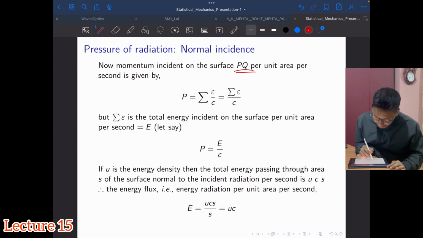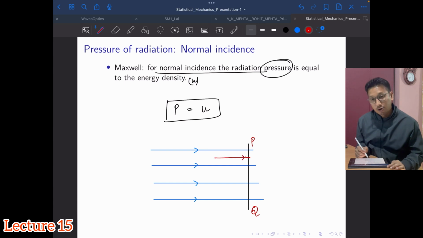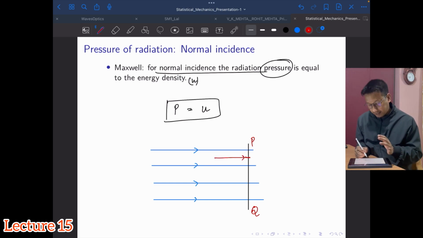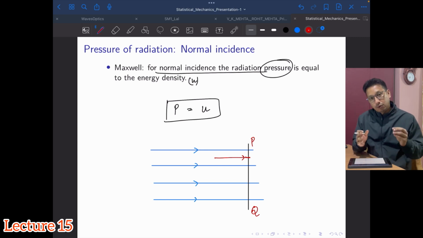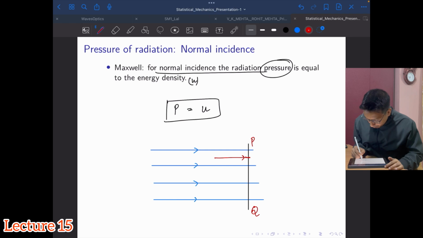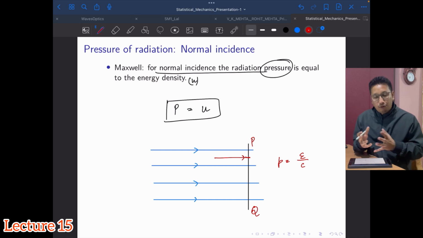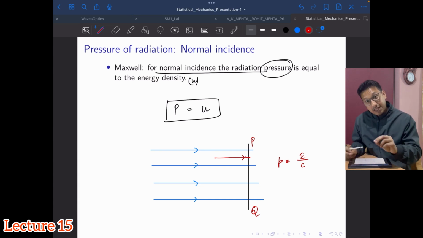So the momentum incident on the surface PQ per unit area per second is given by, see, I'm calculating, let's say one photon hits the surface and transfers momentum to the surface, and I will assume that whatever photons fall on the surface are absorbed, for the case we are studying here. So the momentum of each photon, as I have calculated, is E by c, where E is h nu. Now I am considering a certain number of photons falling on this surface per area per second.